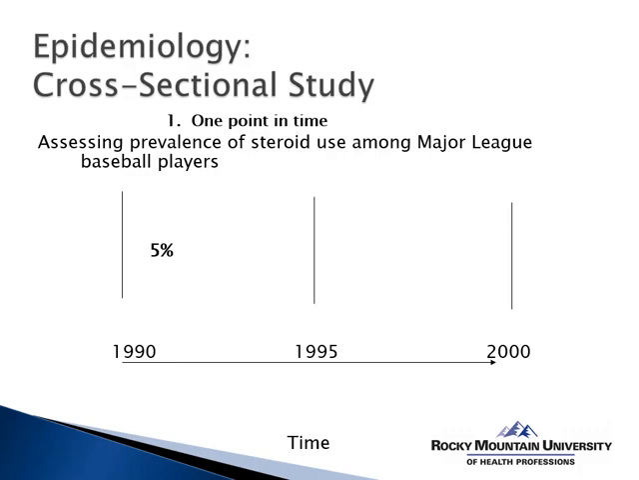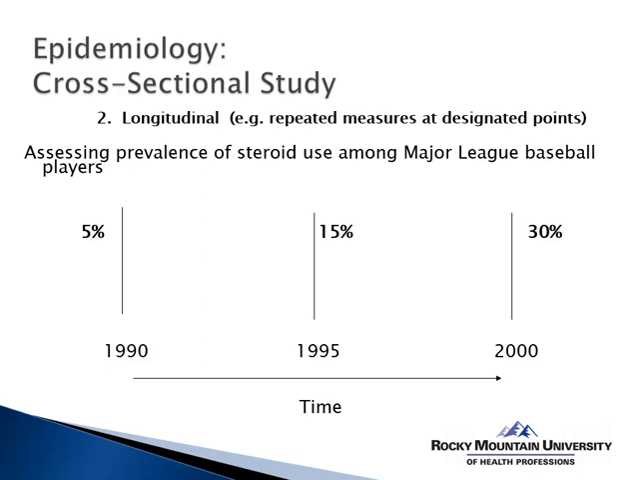Let's say you were curious about the prevalence of steroid use because that can potentially be unhealthy for individuals. And you're specifically interested in looking at Major League Baseball players. Well, if you had data from 1990 and you took data at one point in time there, you might find that 5% of the population was using steroids. You can do repeated measures or a longitudinal type of study and look at things over time. So you could assess the prevalence of steroid use and see how it changed over a 10-year period. And again, all made up data here going from 5% to 30%.